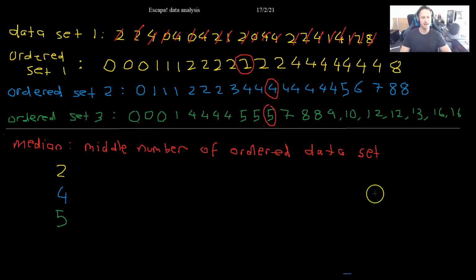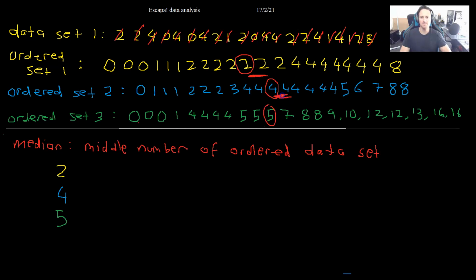Now, if you have a data set with an even number of values, for example, if you had 20, you would have 2 middle numbers. So just say, for example, for the first data set, these 2 numbers were both the median. If they're both 2, then the median is just going to be 2.